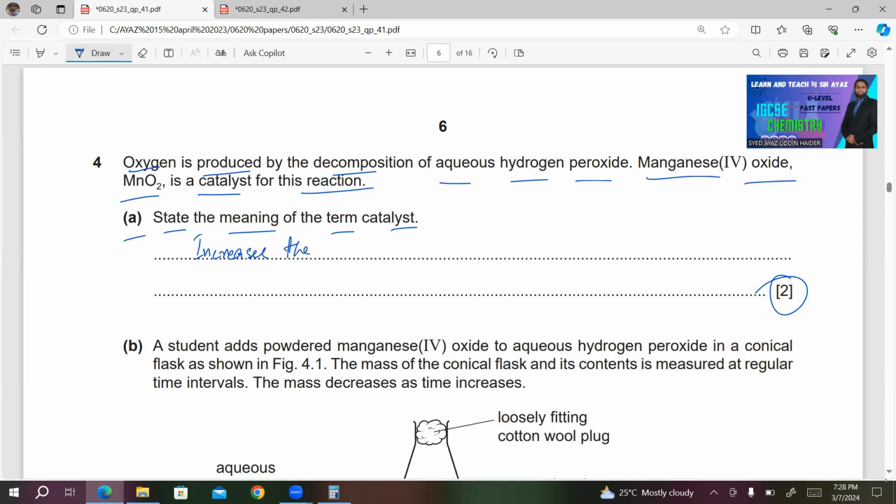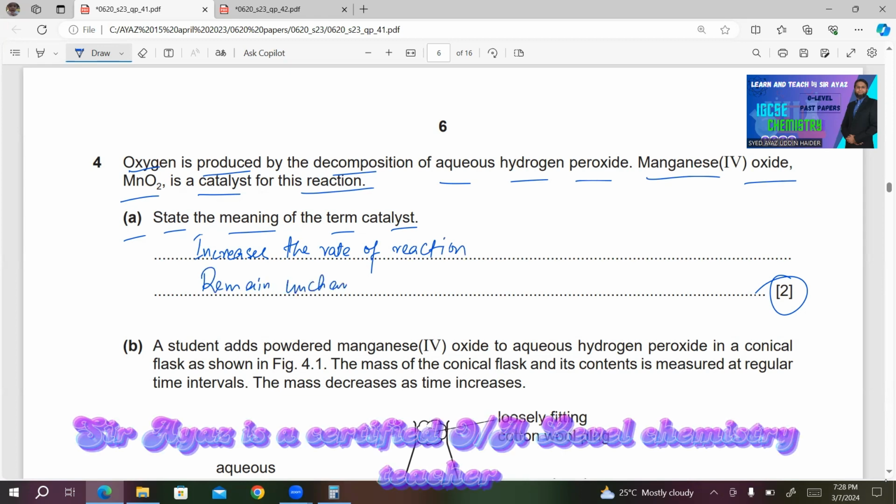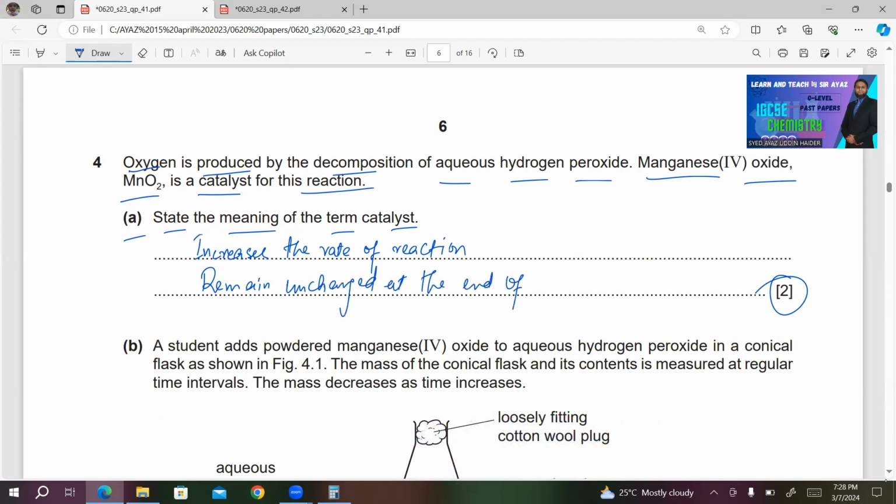Increases the rate of reaction. The next statement will be remains unchanged at the end of the reaction.